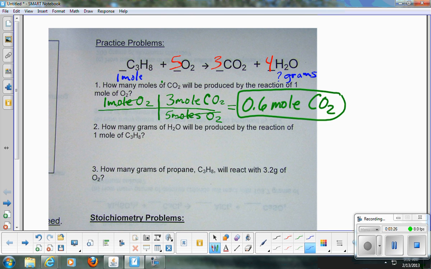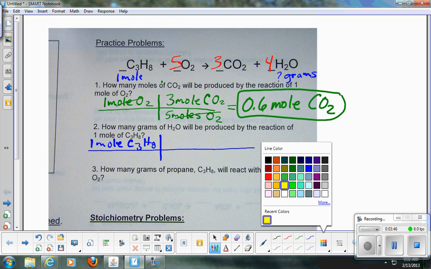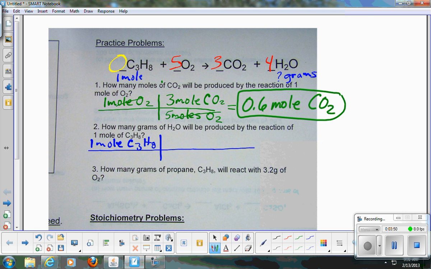Okay, so start with what you have the number of. So 1 mole of propane. Start with your factor label. In order to use the equation, I have to be in moles, which I am. And now I'm going to look and I'm going to say, okay, what is the number here and the number here? That's my ratio. Which one am I going to put on top? 4 moles of H2O, because that's the one I want to get to. 4 moles of H2O. What do I put on the bottom? 1 mole of C3H8. Good.